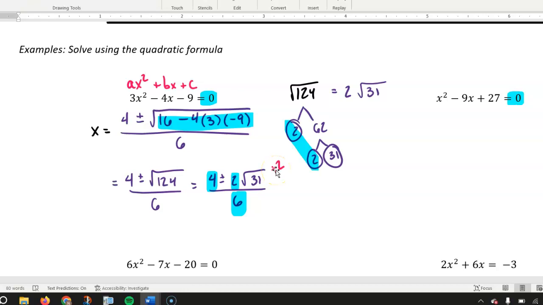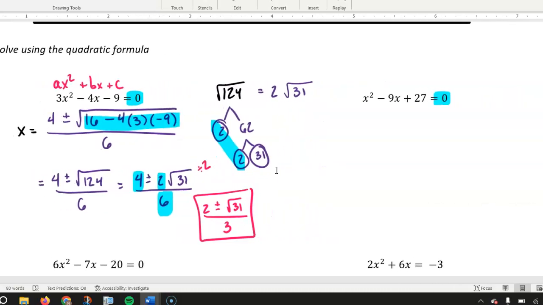All right, so when you divide each of those by 2, we end up getting our final answer, which would be 2 plus or minus 1 square root of 31, or just say square root of 31, all divided by 3. So those would be our solutions. Now remember, that means we have two solutions, 2 plus the square root of 31 divided by 3, and 2 minus the square root of 31 divided by 3. All right, let's look at the next one. Let's look at this one together.